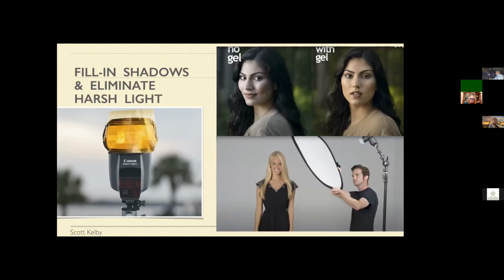Another way we can use to improve the quality of the light and take away that harsh, flashed look, that cold look of that model on the top left, is to add a gel to the flash unit. And that can really do great things to improve and warm up the subject, like the photograph on the right.